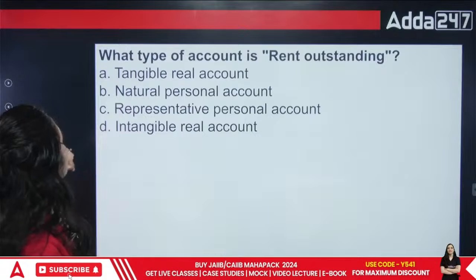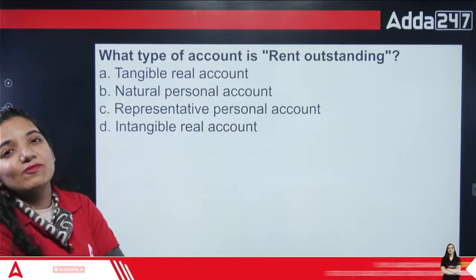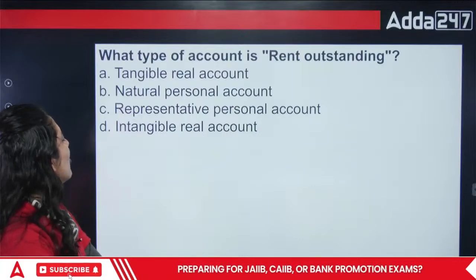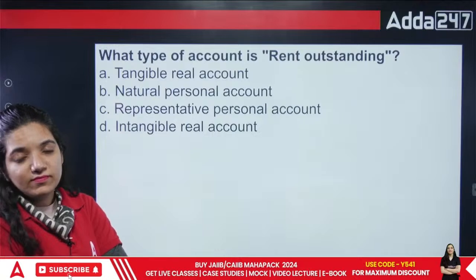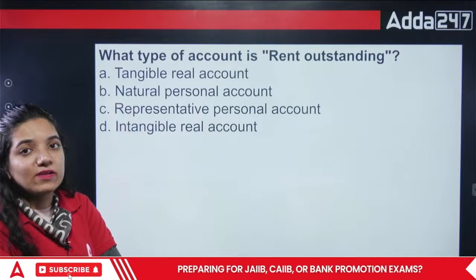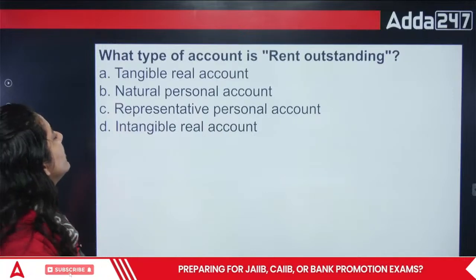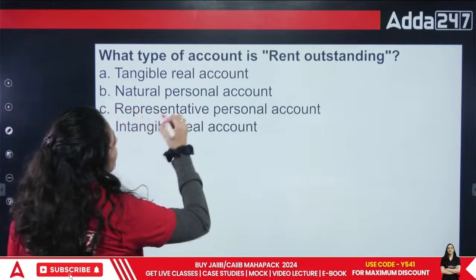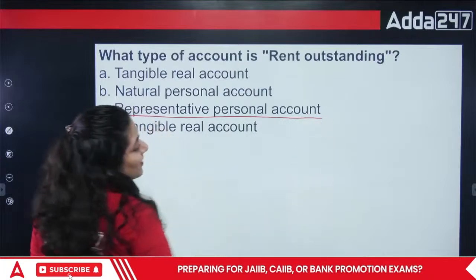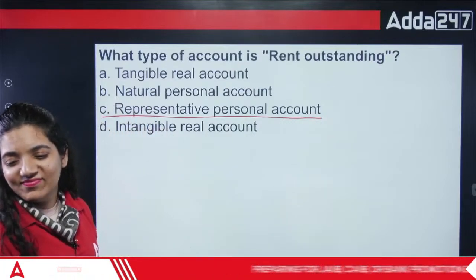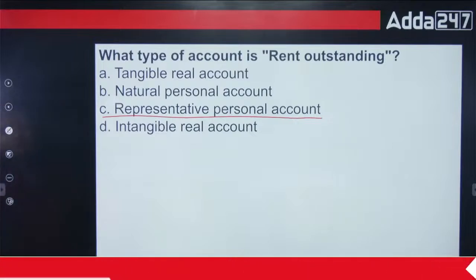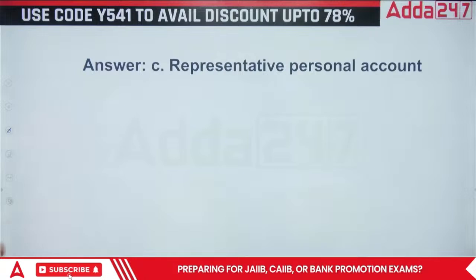Then what type of account is rent outstanding? We just talked about it. The options are tangible real account, natural personal, representative personal, or intangible real account. Then we talk about rent outstanding. The amount the company is yet to pay. If it is yet to pay, then it is going to be representative personal account. Okay? The answer is representative personal account. Done? That is representative personal account.